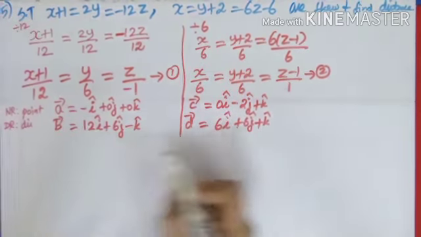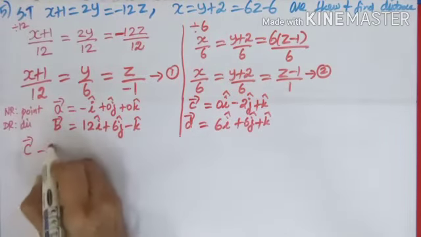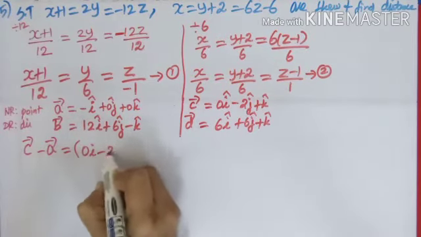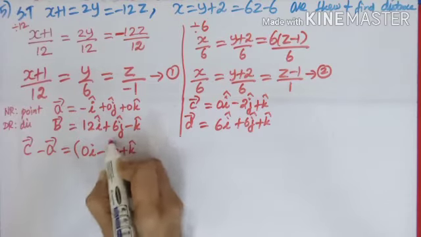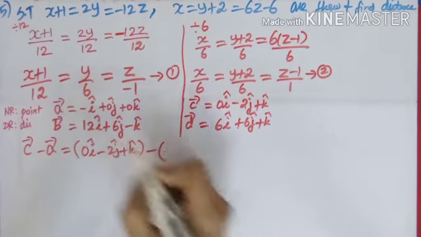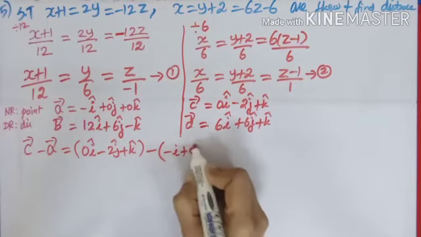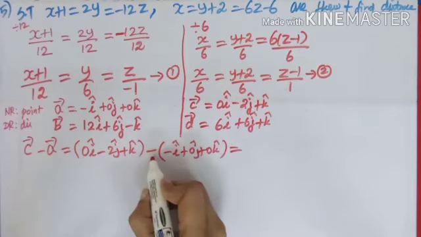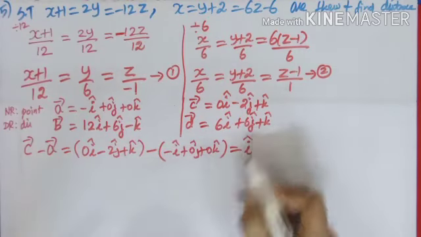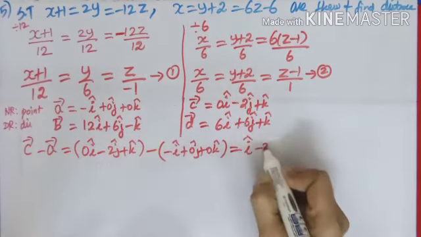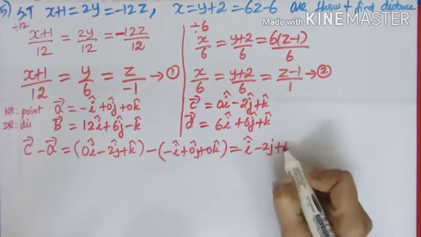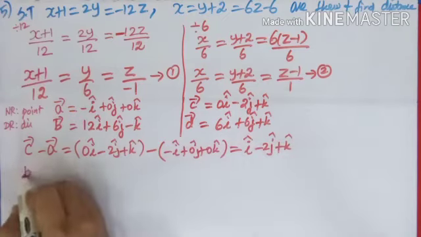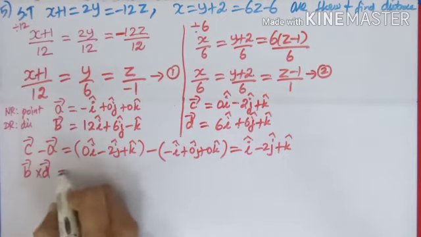Having known A, C, B, D, our next step is C minus A. Subtract. What is C? 0i minus 2j plus k. Minus, what is A? Minus i plus 0j plus 0k. 0 minus of minus i is plus i. Minus 2j plus k, because these are zeros. So I got C minus A. My next step is B cross D.